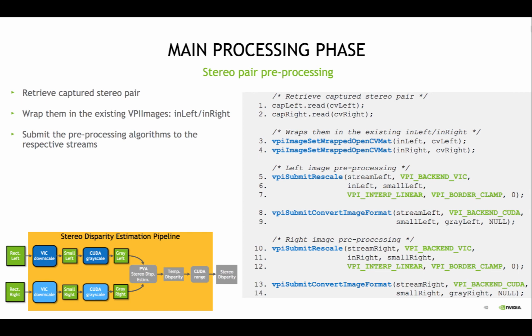Pre-processing starts on line 5. First, the rescale and convert image format algorithms are submitted to the left stream to be executed by the VIC and CUDA backends. We do the same for the right image on lines 10 and 13.